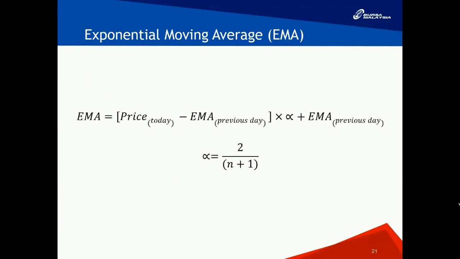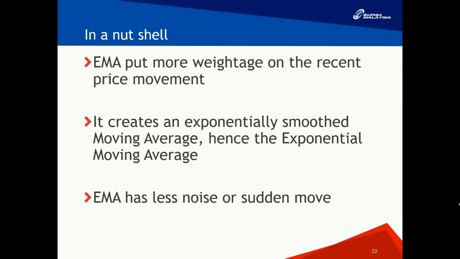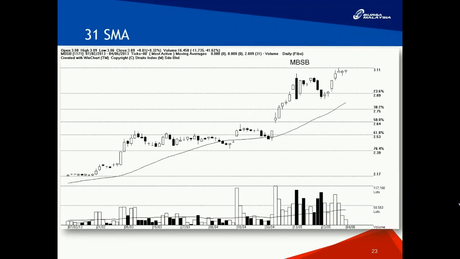This slide shows the formula of how to calculate this. Again, you don't have to know it, but in a nutshell, EMA puts more weightage on the recent price movement, and it creates an exponentially smoothened moving average. That's why we call it the exponential MA. It has less noise and fewer spikes and sudden movements. So let me show it to you. There's one example over here.